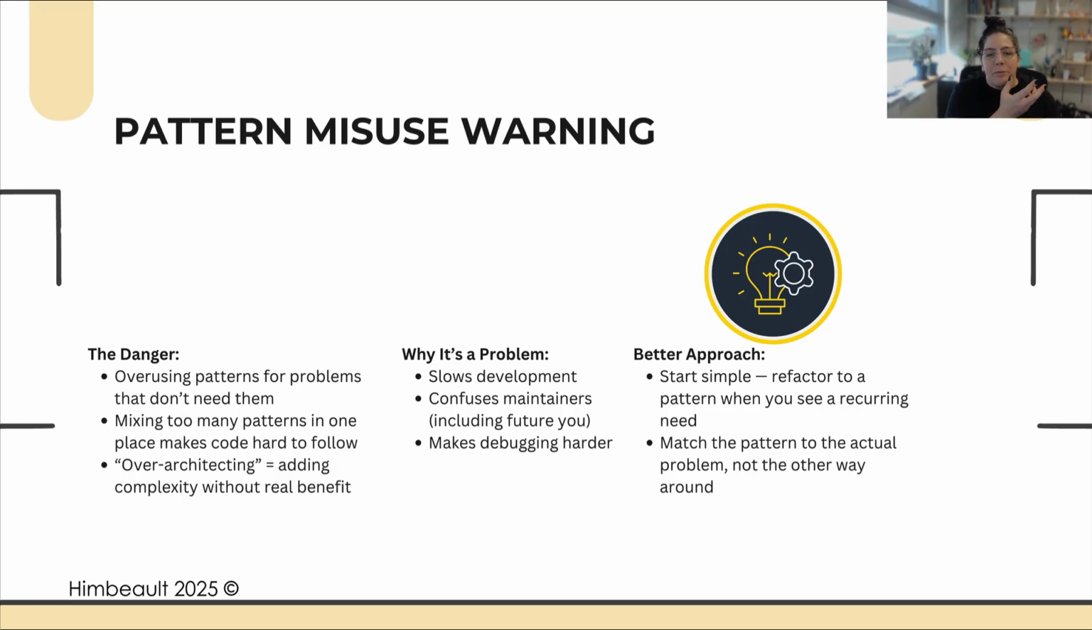So we want to start simple. We only want to refactor into one of these patterns if we actually need to. We want to make sure that we're matching the pattern to the actual problem and not the other way around. We don't want to take a pattern and try and force it into our code if the problem doesn't exist, if the need isn't there. So it's very important that while we're going through our code, if we see a potential problem, we can sit down and talk about how we might solve this and what patterns might best help us with this.